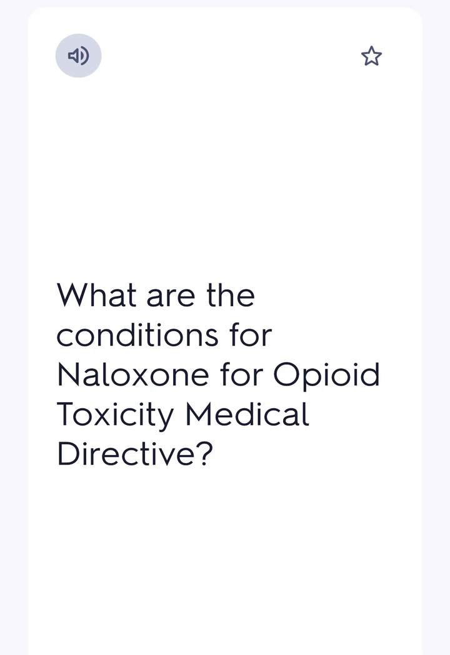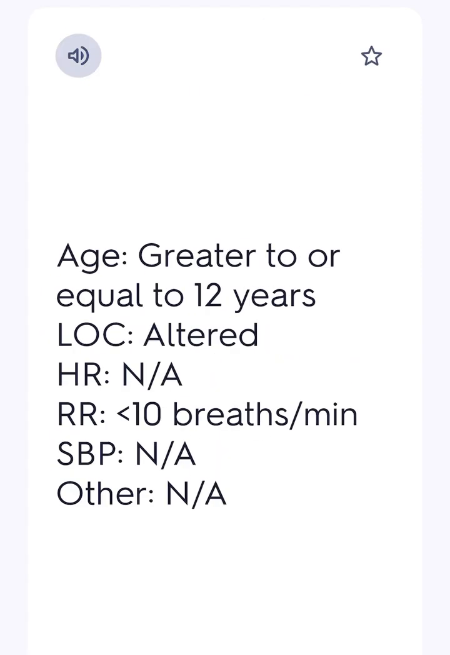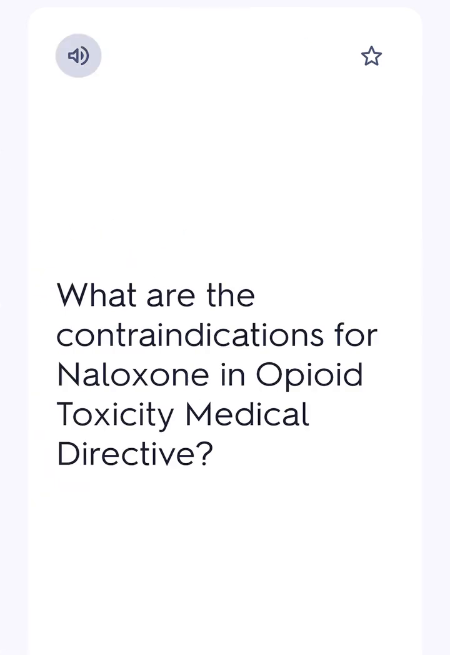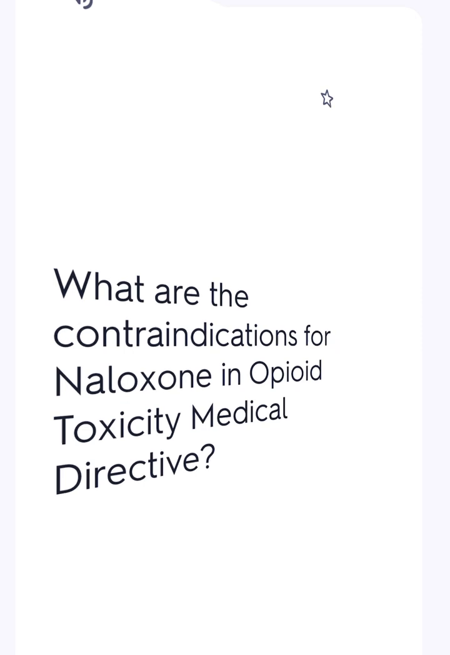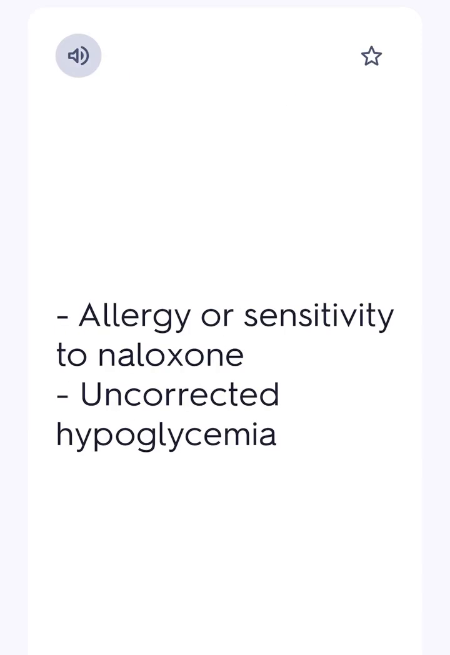What are the conditions for naloxone for the opioid toxicity medical directive? Age, greater than or equal to 12 years. LOC, altered. HR, n/a. RR, less than 10 breaths per minute. SBP, n/a. Other, n/a. What are the contraindications for naloxone in the opioid toxicity medical directive? Allergy or sensitivity to naloxone, uncorrected hypoglycemia.